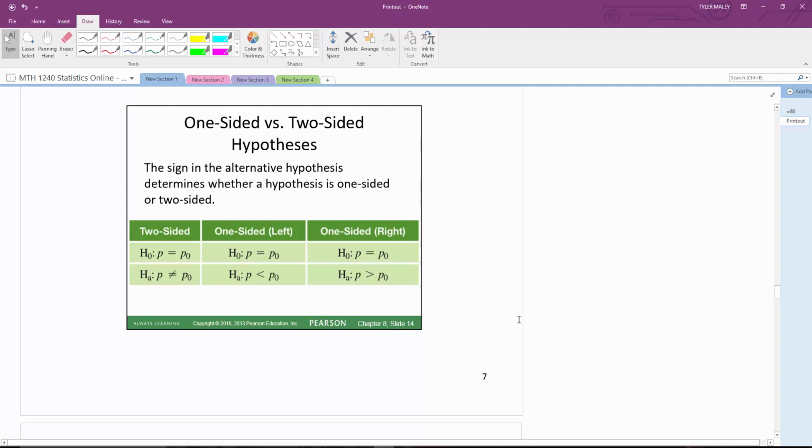So sometimes we have what we call one-sided or two-sided hypothesis testing. The sign in the alternate hypothesis tells us if it's one-sided or two-sided. It's two-sided if my alternate hypothesis is not equal to. It's one-sided, or what we call a left-tail test, if in my alternate hypothesis P is less than P naught. And it's one-sided, or a right-tail test, if P is greater than P naught. So this is what we call a right-tail test. This is a left-tail test, and this is a two-tail test.